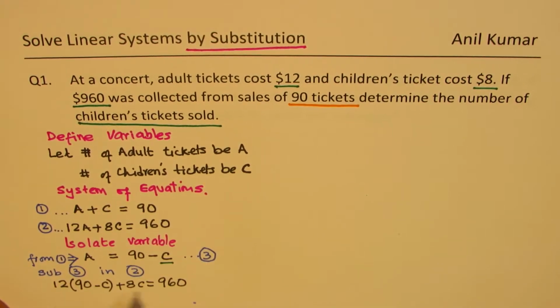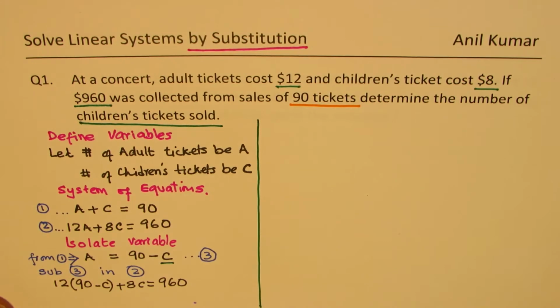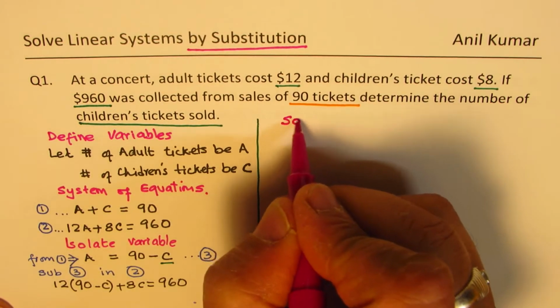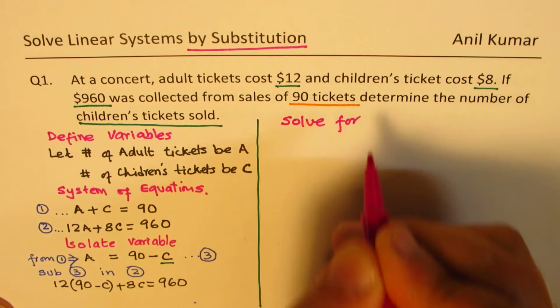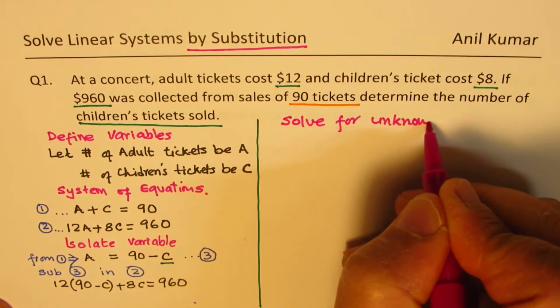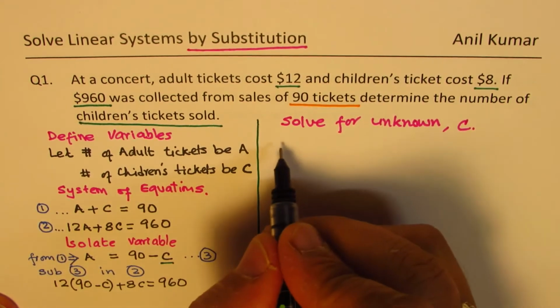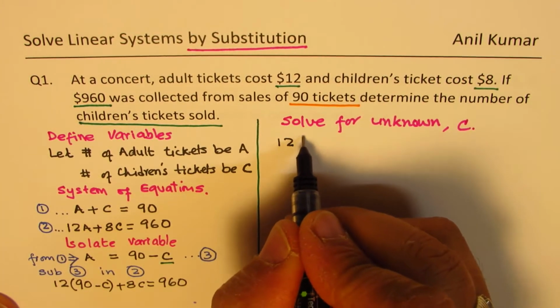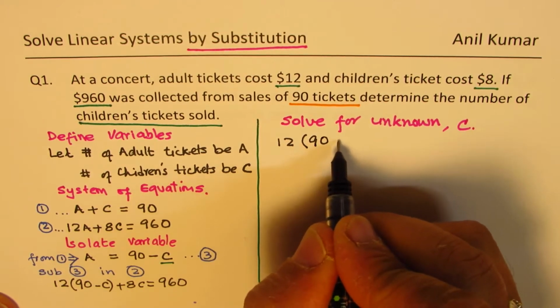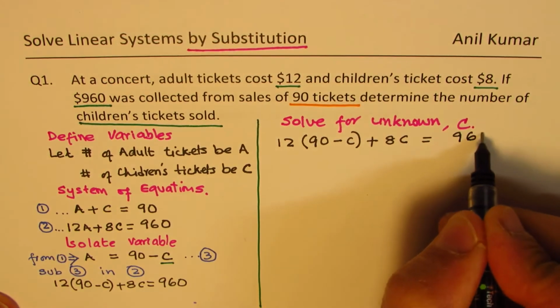Now we get one equation in terms of one variable, which in our case is C. Then the final step here is to solve for the unknown, which in this case will be C, right? So let's solve for C. Let's take this equation here and rewrite it. It is 12 times (90 minus C) plus 8C equals 960.